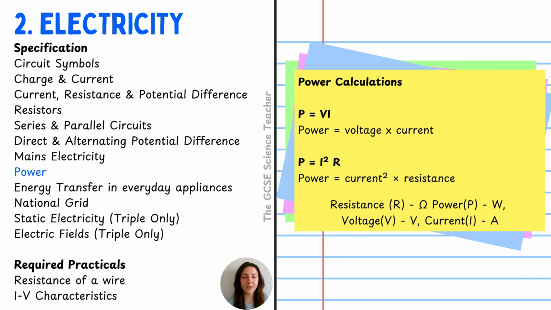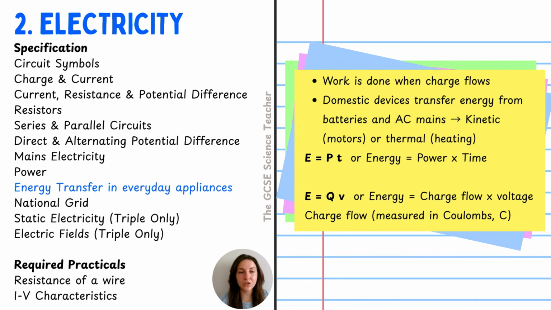There's two. The first is P equals V times I, or power equals voltage times current. The second is P equals I squared times R, or power equals current squared times resistance. Remember, resistance is measured in ohms, power is measured in watts, voltage is measured in V, or volts, and current is measured in amps.